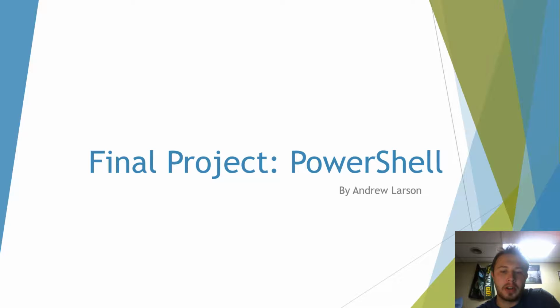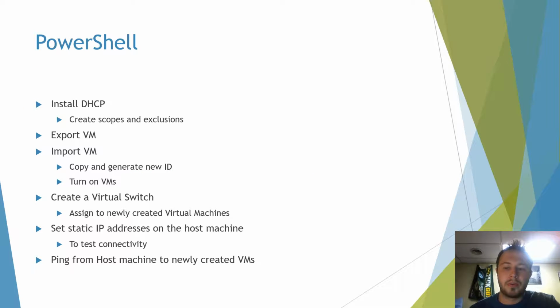Okay, so for my final project, I did a PowerShell script for 363, and I'm going to jump right into my PowerShell script for my final project. So for my PowerShell script, which you'll see in a little bit, it starts out installing DHCP, and I create some scopes and exclusions so that later in the script, I export a virtual machine, import a new virtual machine, copy and generate new IDs for them, and I turn them on.